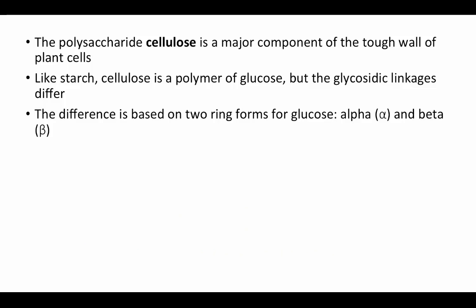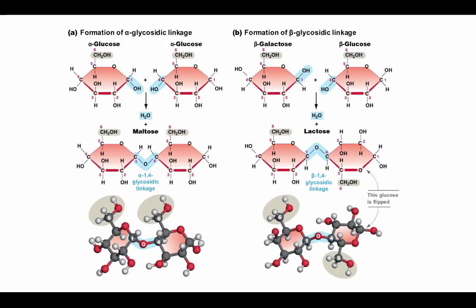The polysaccharide cellulose, major component of the tough wall of plant cells, as we just said. Like starch, cellulose is a polymer of glucose, so both of these are just repeats of glucose, but the glycosidic linkages differ between these two. And the difference is based on the 2 different ring forms for glucose, alpha and beta. So first, let's just take a look at the general differences between these alpha and beta type linkages.